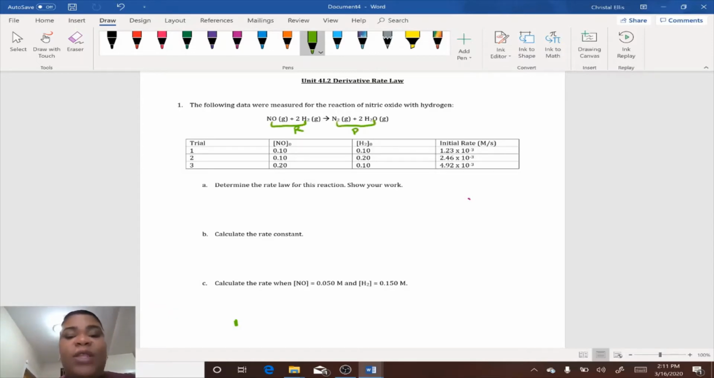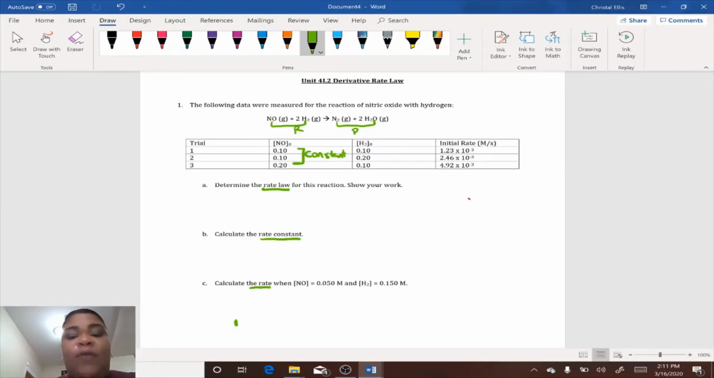So when we're given these 3 trials, and we're trying to figure out the rate law and the rate constant, or even to calculate the rate, we have to look at each of these trials and notice where at least 2 trials are held constant. So if you look at the first and the second trial, we'll notice that trials 1 and 2, those are constant.